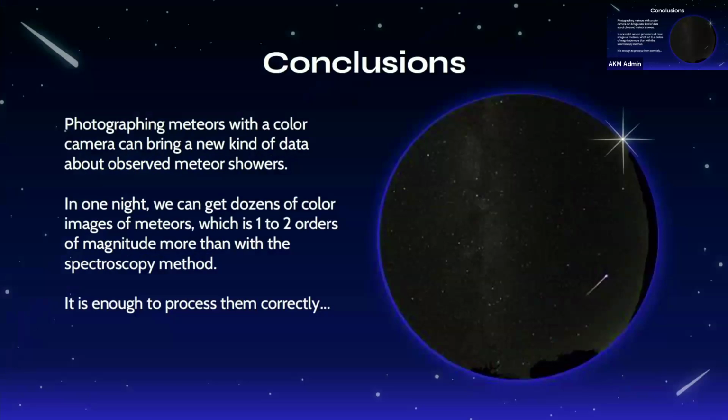So, conclusions: photographing meteors with a color camera can bring a new kind of data about observed meteor showers. In one night, we can get dozens of color images of meteors, which is 1 to 2 orders of magnitude more than with the spectroscopy method. And it is enough to process them correctly.